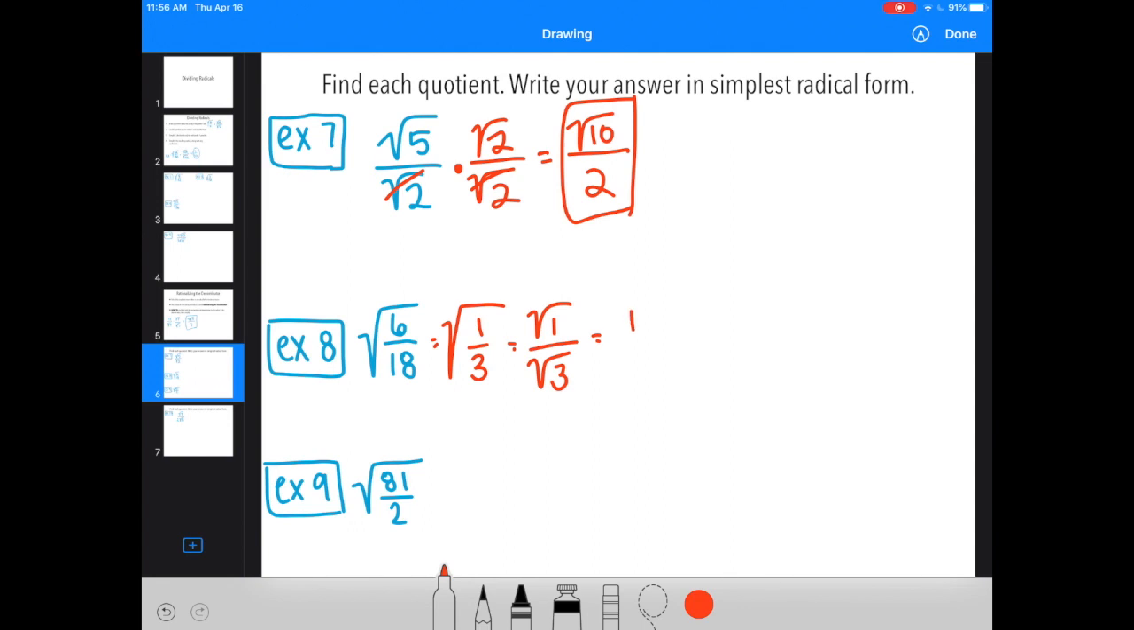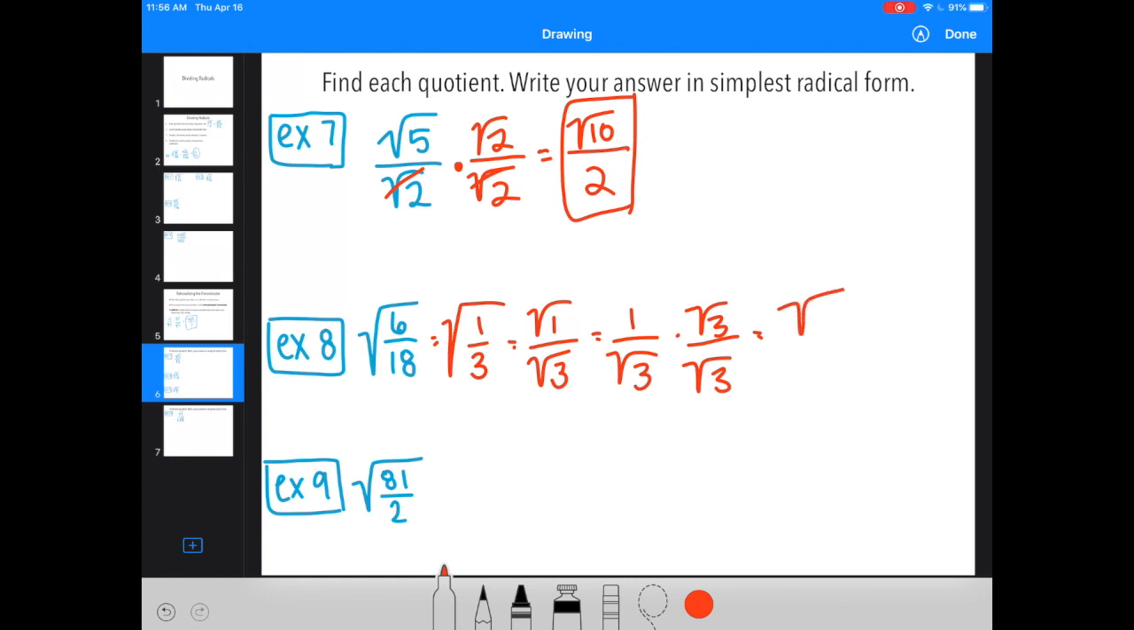Are any of those perfect squares? Yes, my 1 is. So I would just have 1 over square root 3. I cannot leave my radicand in the denominator. So I'm going to multiply both of those by square root 3. So my final answer would be square root 3 over 3. And there you have it, folks. Okay, let's look at another one.